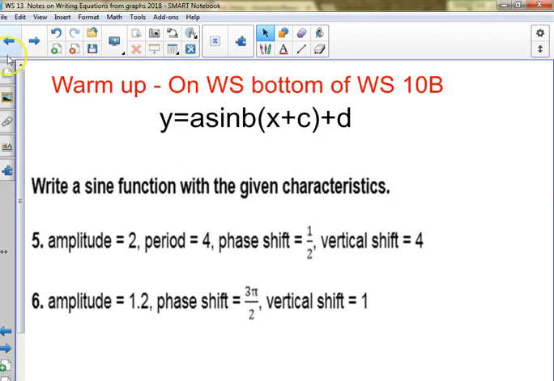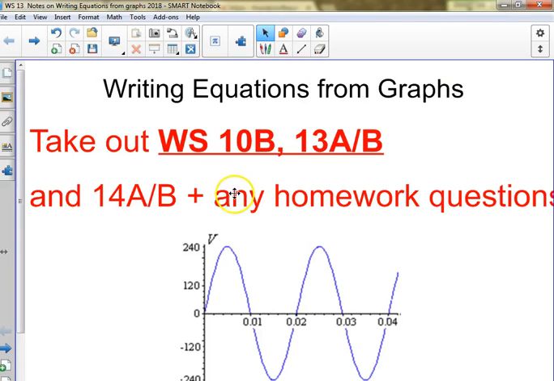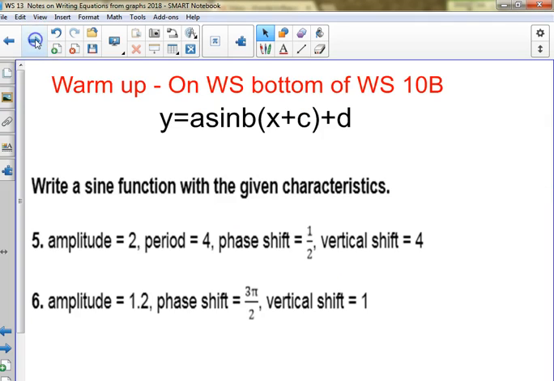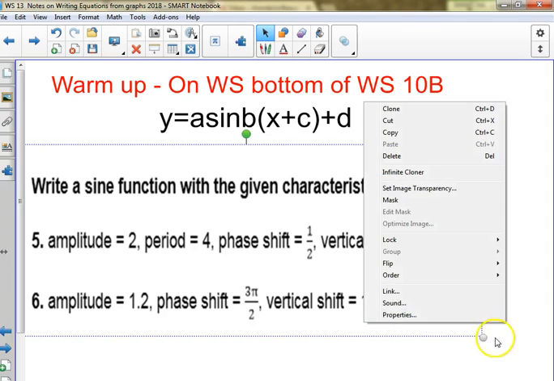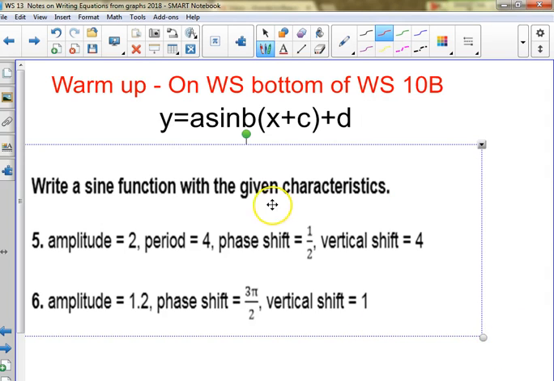We're going to be talking about equations of graphs today, but for our warm-up, we're going to finish the bottom of 10b. These are the last two questions on 10b. I think we might have started to talk about one of them yesterday, but I really have no idea. All right, tell me real fast, what is this A doing right here?